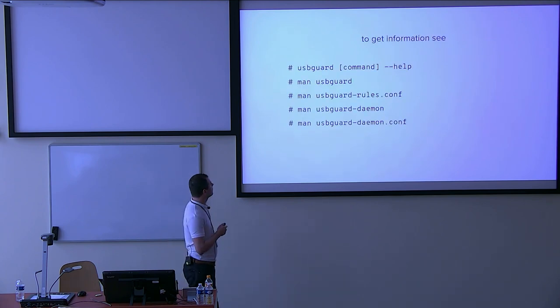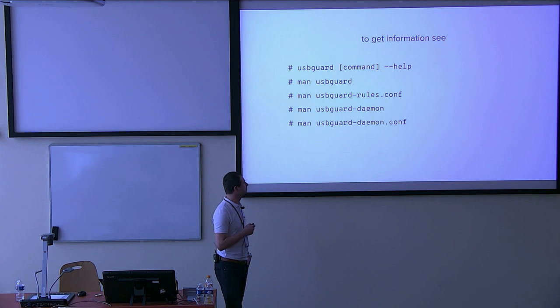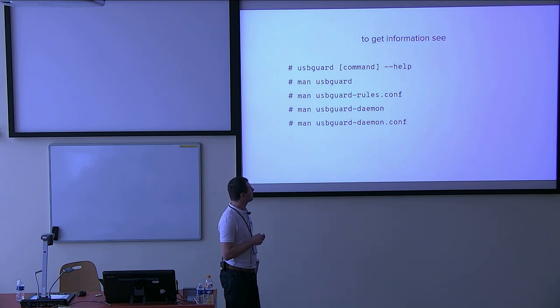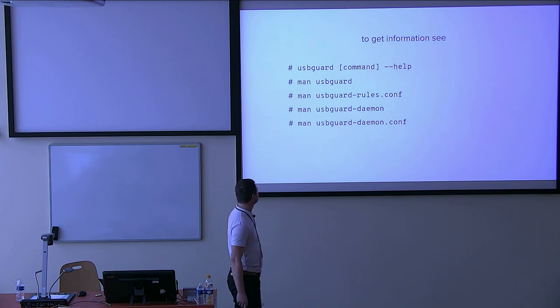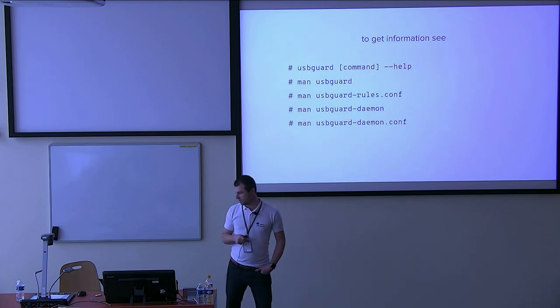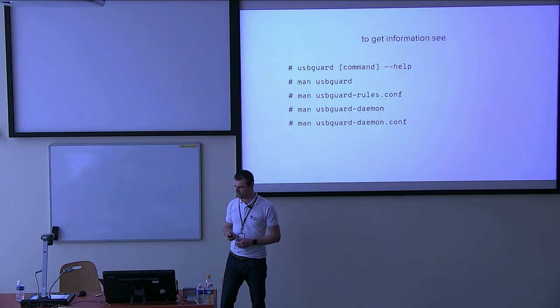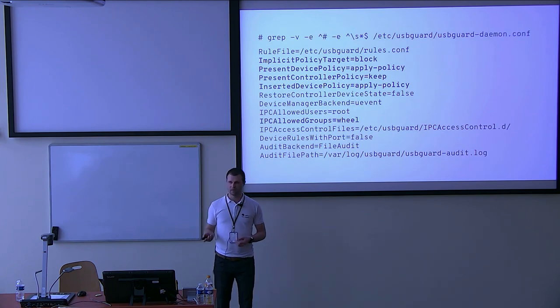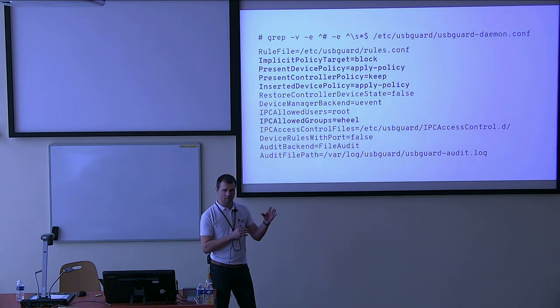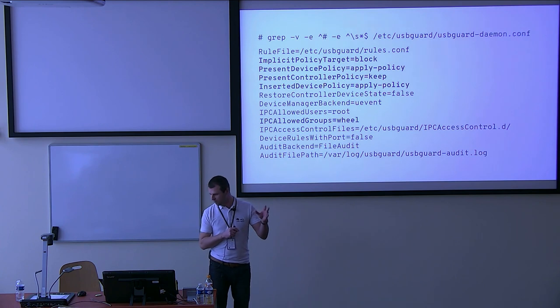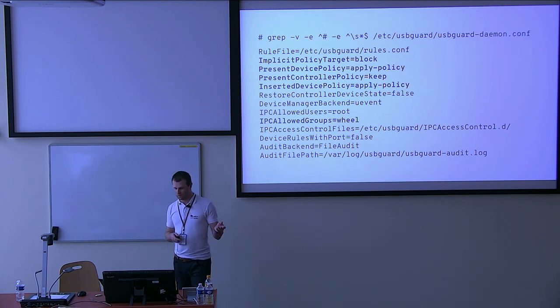There is a command usbguard which takes some subcommands. Each subcommand and obviously the command itself has good help. There are manual pages which you can go through. There is one thing I forgot to mention. In this config file, every option is described in the comments, so you don't need to switch to man pages and so on.